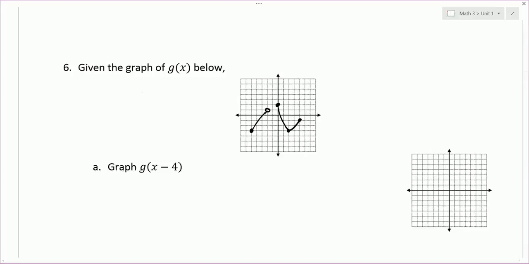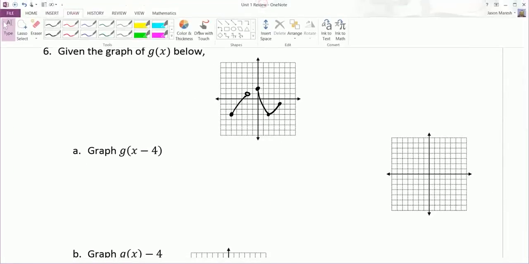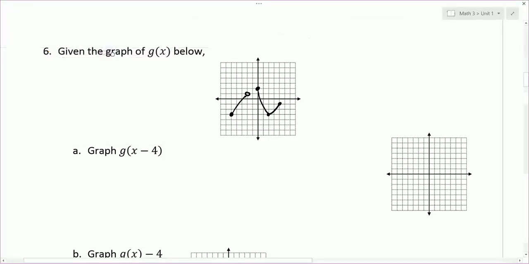Number 6, we're given a graph of a function, and we want to graph a transformation of that function. So on part A, what does it mean to have that x minus 4 in parentheses? That's telling us to move to the right 4 units. So everything in the graph of g of x, we're going to move to the right 4 units.